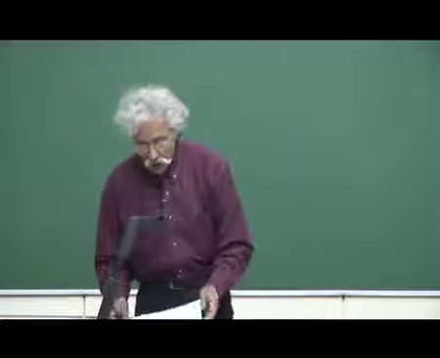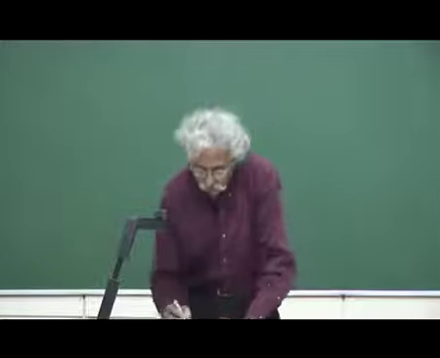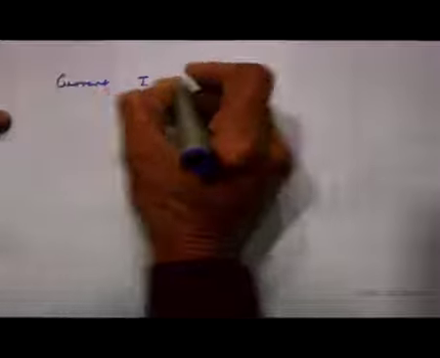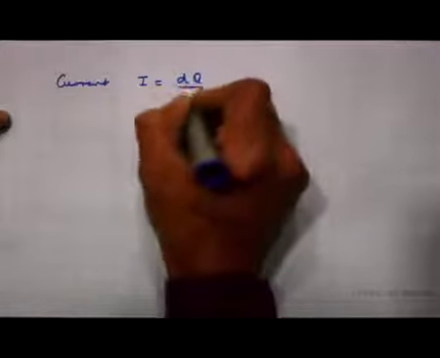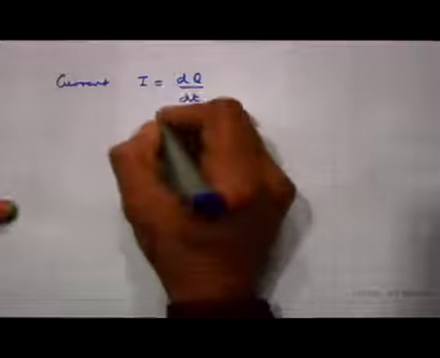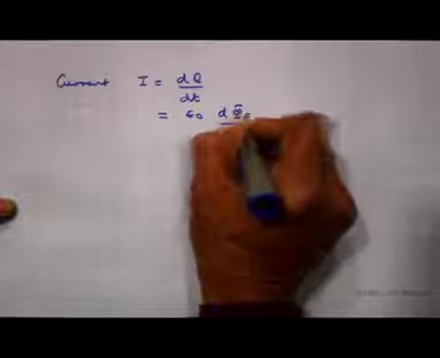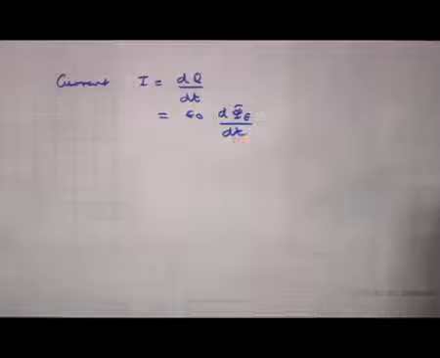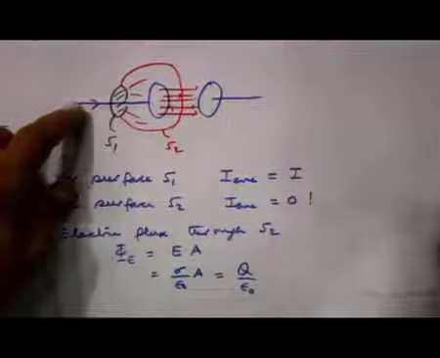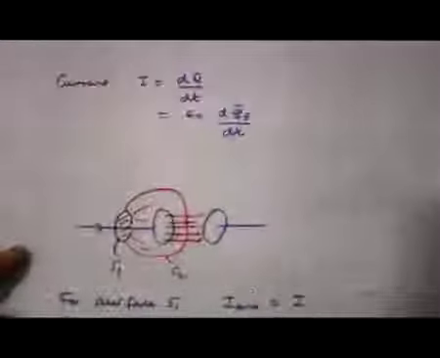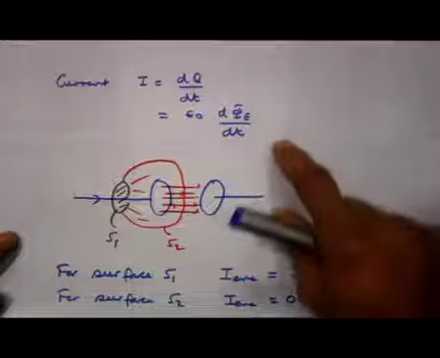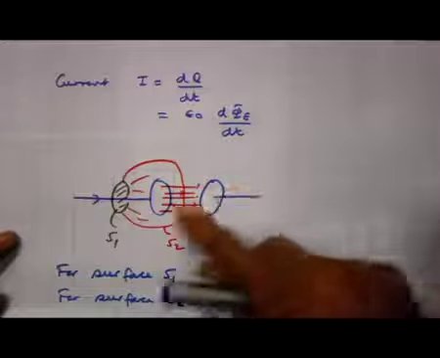So, now I calculate the current. I is equal to dq by dt, which according to this equation is nothing but epsilon 0 d phi e by dt. So, the current that is flowing into this wire and into the capacitor plates is exactly equal to epsilon 0 times the rate of change of electric flux through the surface.